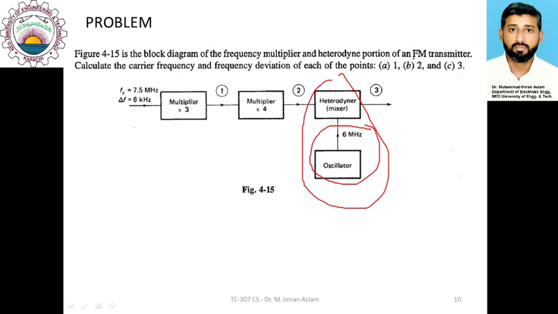And because we are working on a transmitter, we will be assuming that it is increasing the frequency, so it is up-converting the frequency. So whatever carrier frequency you have at stage number 2, it would have a higher frequency by 6 megahertz. So 6 megahertz would get added to the carrier frequency.